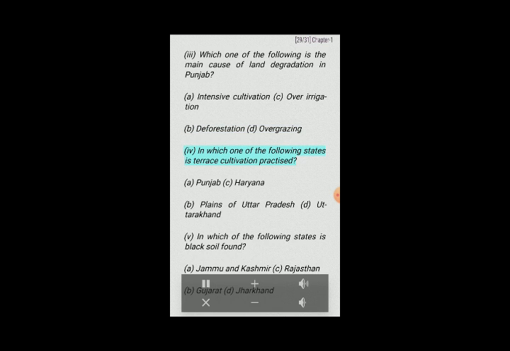IV. In which one of the following states is terrace cultivation practised? A. Punjab. B. Plains of Uttar Pradesh. C. Haryana. D. Uttarakhand. V. In which of the following states is black soil found? A. Jammu and Kashmir. B. Gujarat. C. Rajasthan. D. Jharkhand.